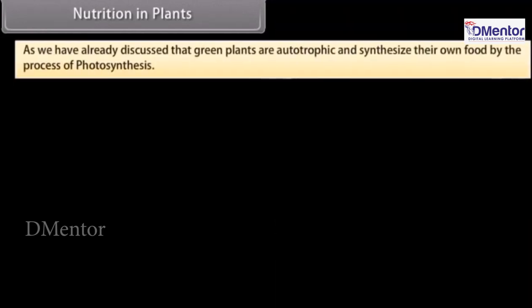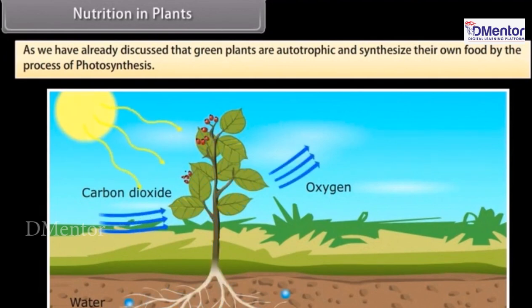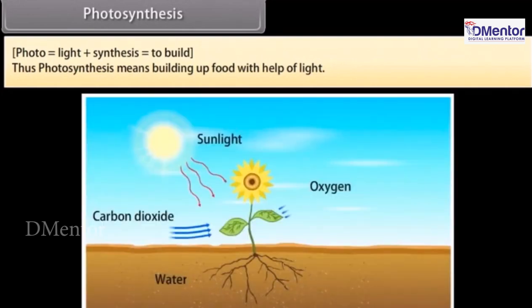Nutrition in plants. As we have already discussed, green plants are autotrophic and synthesize their own food by the process of photosynthesis. Photosynthesis. Photo means light and synthesis means to build. Thus, photosynthesis means building up food with the help of light.